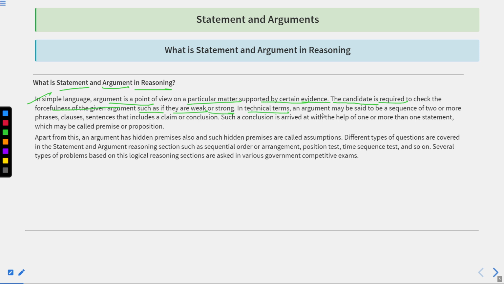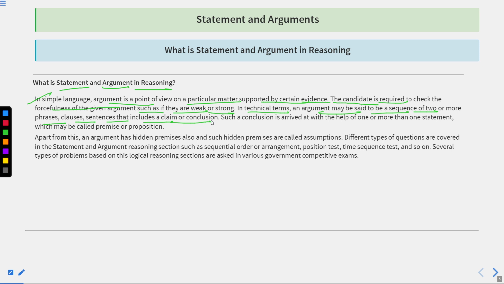In technical terms, an argument may be said to be a sequence of two or more phrases, clauses, or sentences that include a claim or conclusion. Based on the claim and conclusion given, we will figure out how much the argument and the statement contradict or complement each other. If the statements are contradicting, then we will reject that answer. We will not take that answer into consideration.